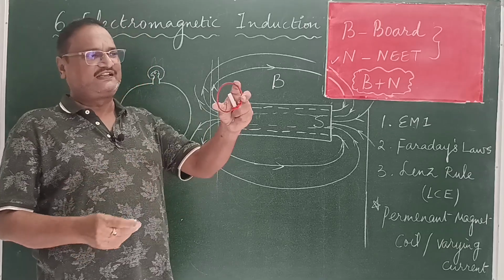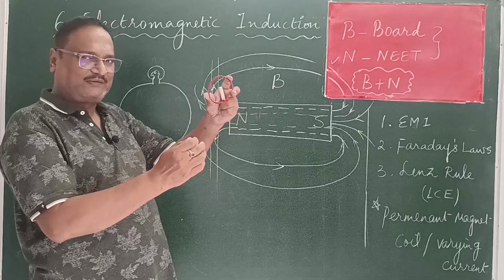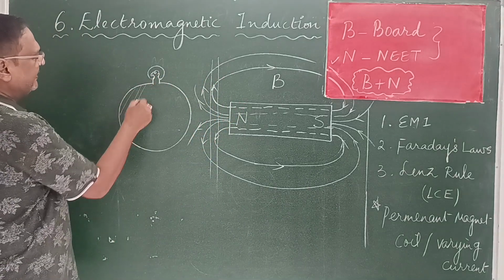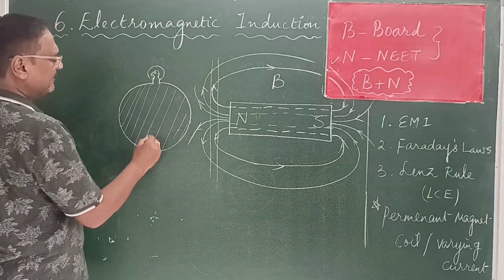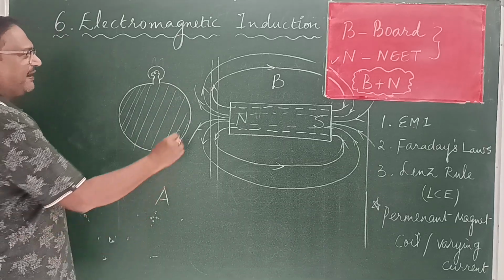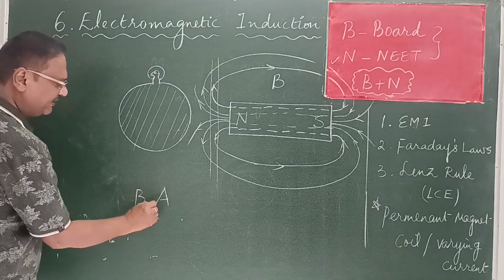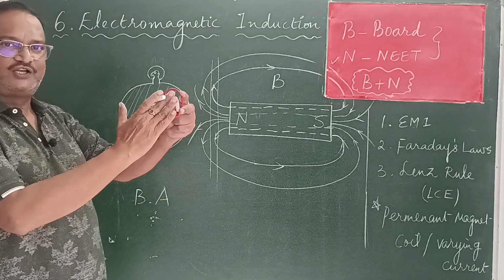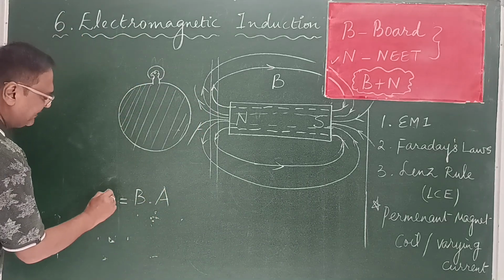Where is it getting cut? It is cut in the loop area, that means in this area. So, let us say the area of the loop is going to be capital A, and the magnetic field is B. The product of B into A, the magnetic field into the area of the loop, gives you a term called magnetic flux.